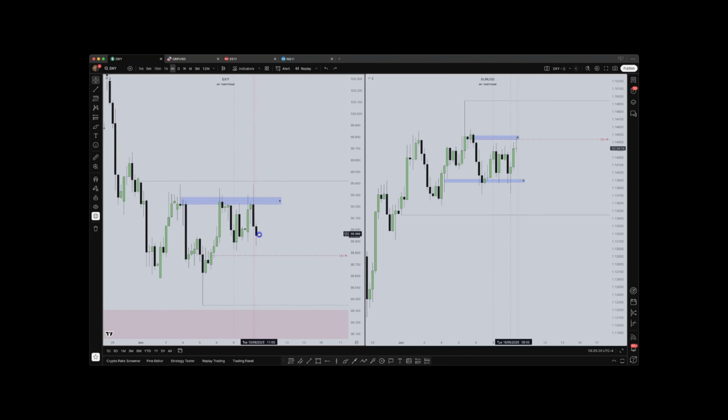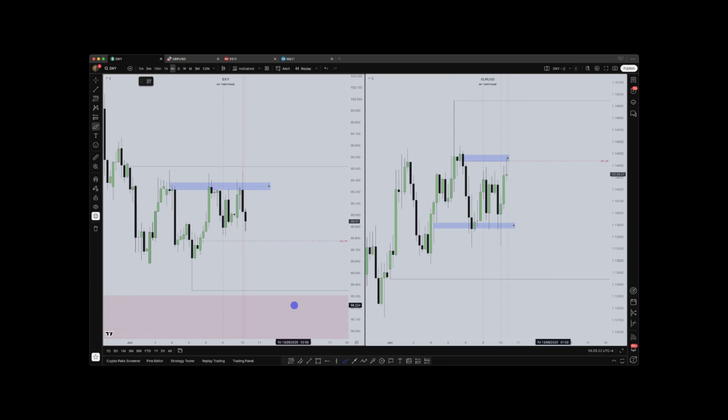But if price continues today in the dollar index going lower, I would like to think accumulation, manipulation, and then maybe tomorrow after CPI news, distribution.